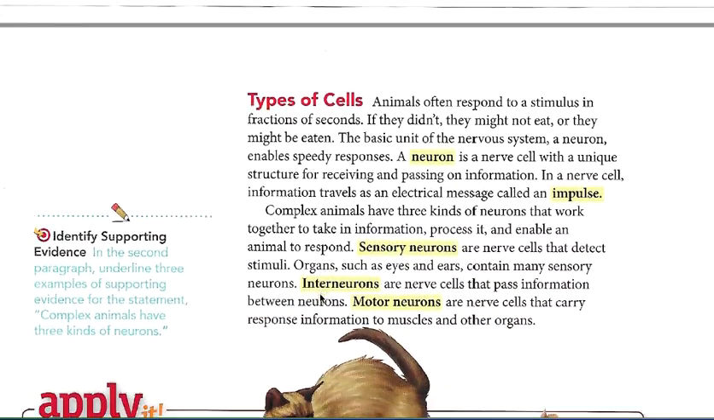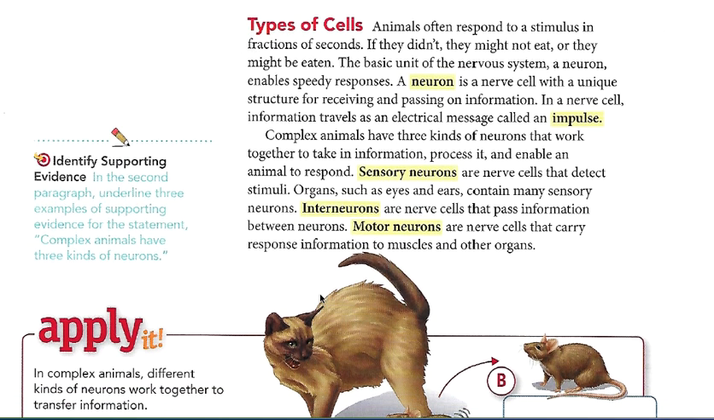Types of cells. Animals often respond to a stimulus in fractions of a second. If they didn't, they might not eat or they might be eaten. The basic unit of the nervous system, a neuron, enables speedy responses. A neuron is a nerve cell with a unique structure for receiving and passing on information. In a nerve cell, information travels as an electrical message called an impulse.